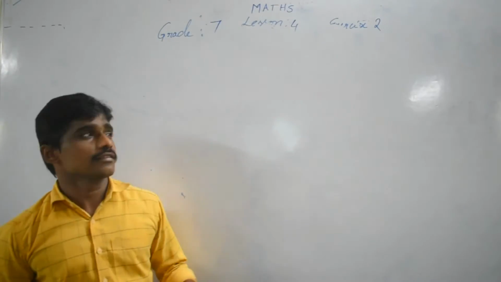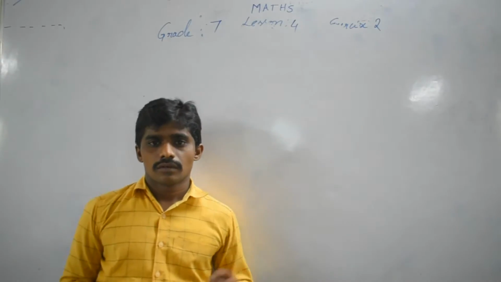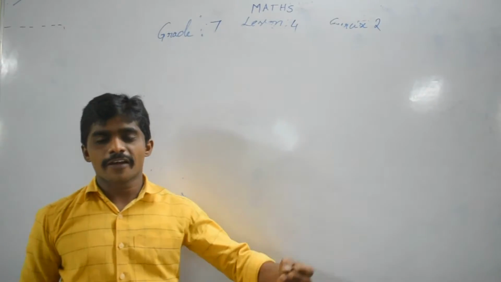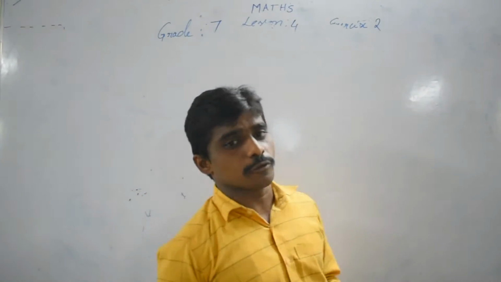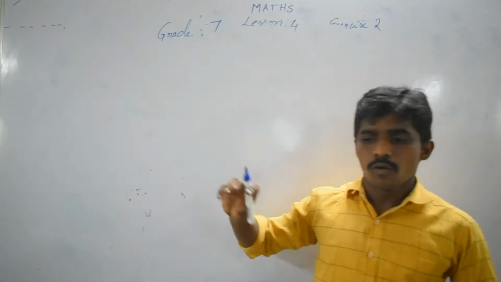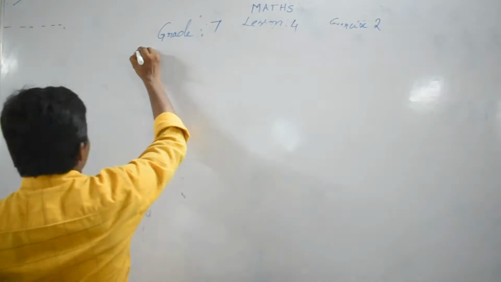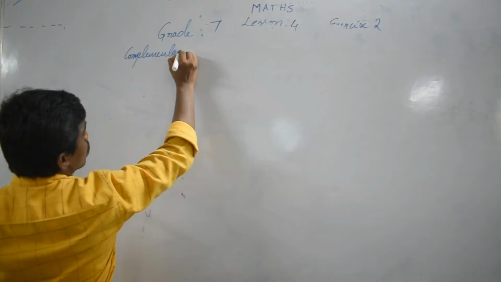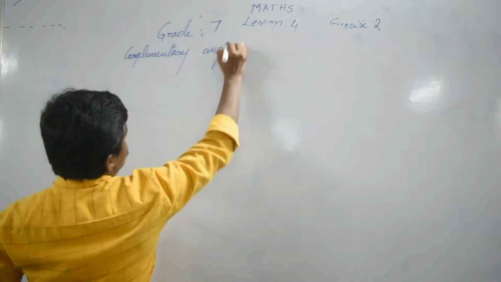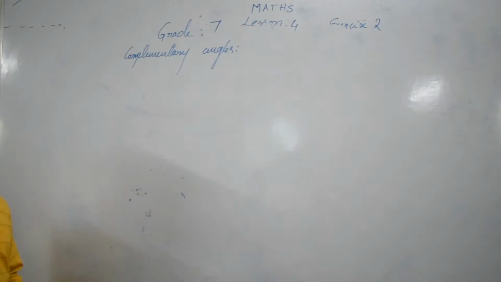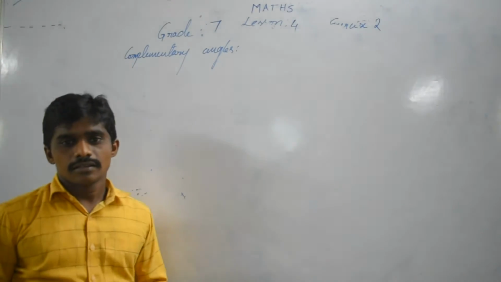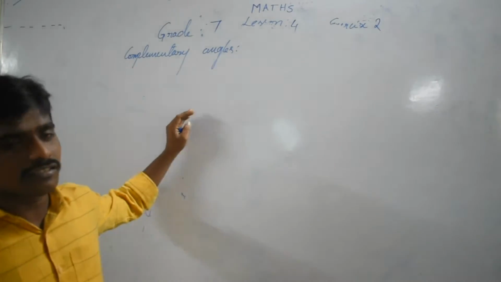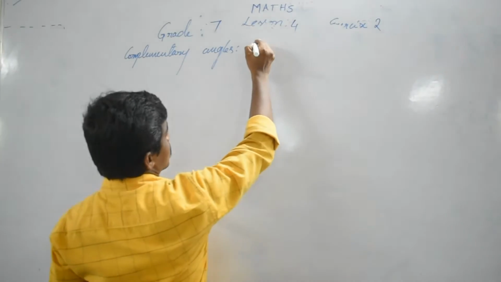Next exercise. Before the exercise, just what is an angle, and how to identify acute angles, right angles and obtuse angles. But this exercise is only on complementary angles. What is a complementary angle? If the sum of two angles is equal to 90 degrees, those angles are called complementary angles.